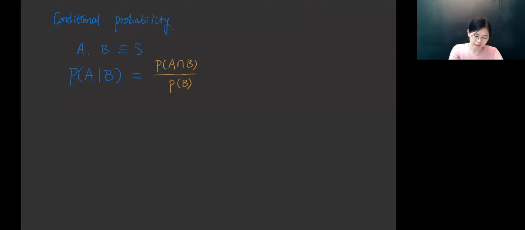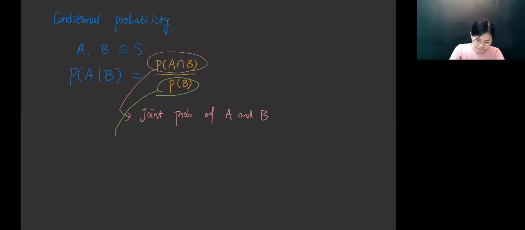Conditional probability of A given B is a ratio, it's the ratio of probability of A intersection B and probability of B. Now the numerator is also called the joint probability of the event A and event B. And the denominator may also be called the marginal probability of event B.